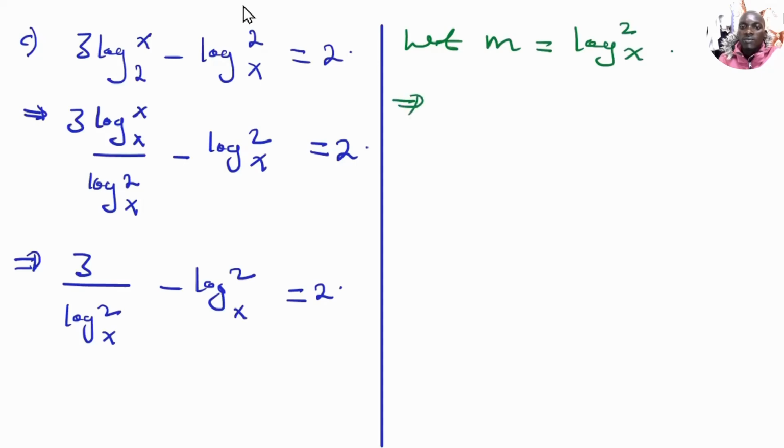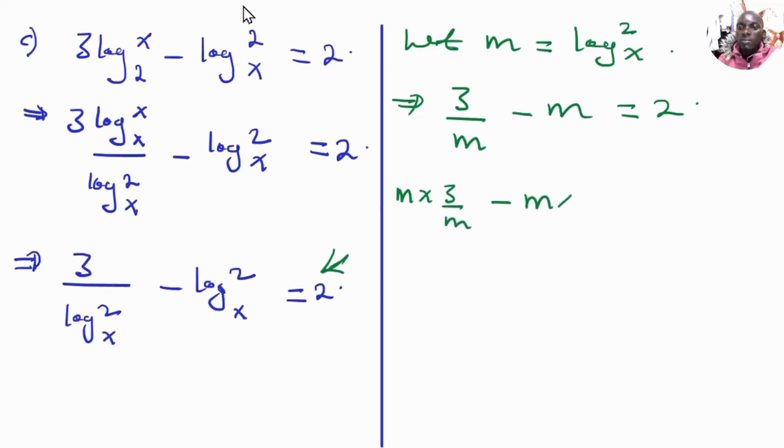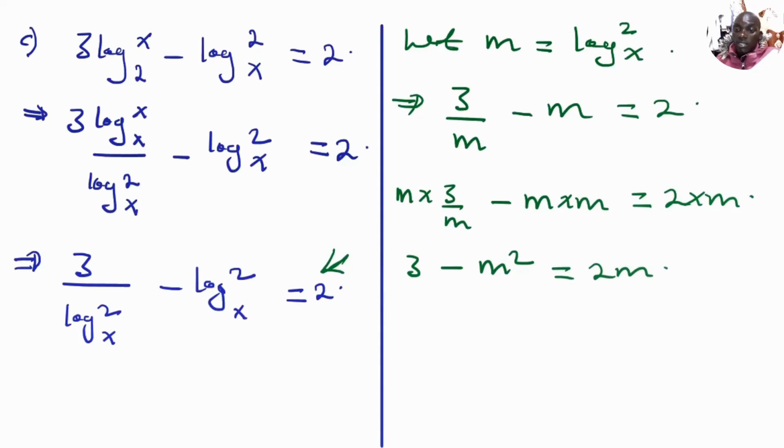So it implies that from this equation, we are going to have 3 divided by m minus m being equal to 2. So let us multiply by m everywhere. We are going to have m multiplied by 3 divided by m, minus m multiplied by m, equals 2 multiplied by m. So this m and this cancel out, so that we remain with 3 minus m squared equals 2m. We can now make this a quadratic equation. So we are going to have m squared plus 2m minus 3 being equal to 0.